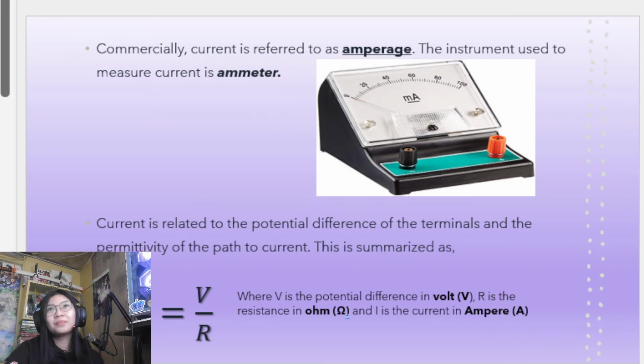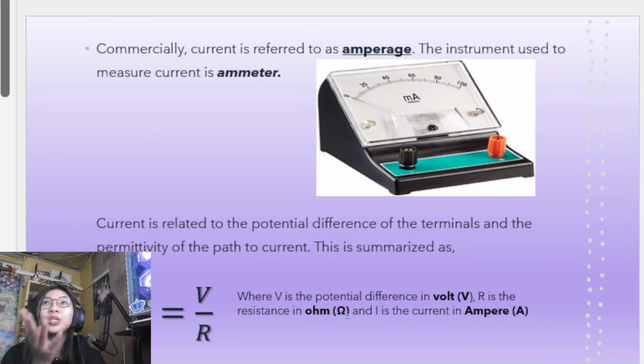Okay. Now, commercially, current is referred to as amperage. In electric co-ops or commercial buildings, they don't call it current, because current is the scientific name. But commercially, it is called amperage. So, the electric co-op calls current amperage. Okay?